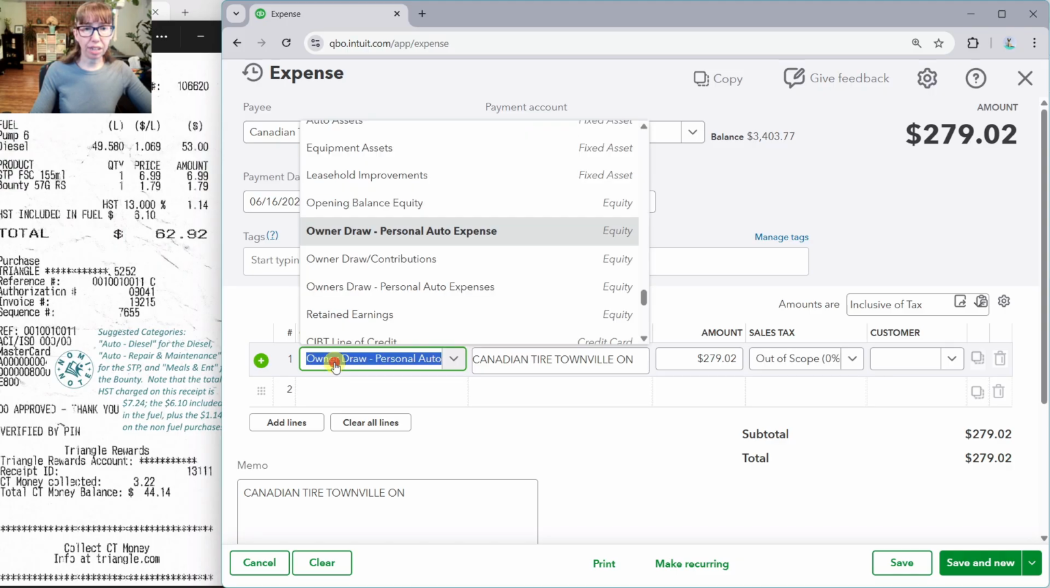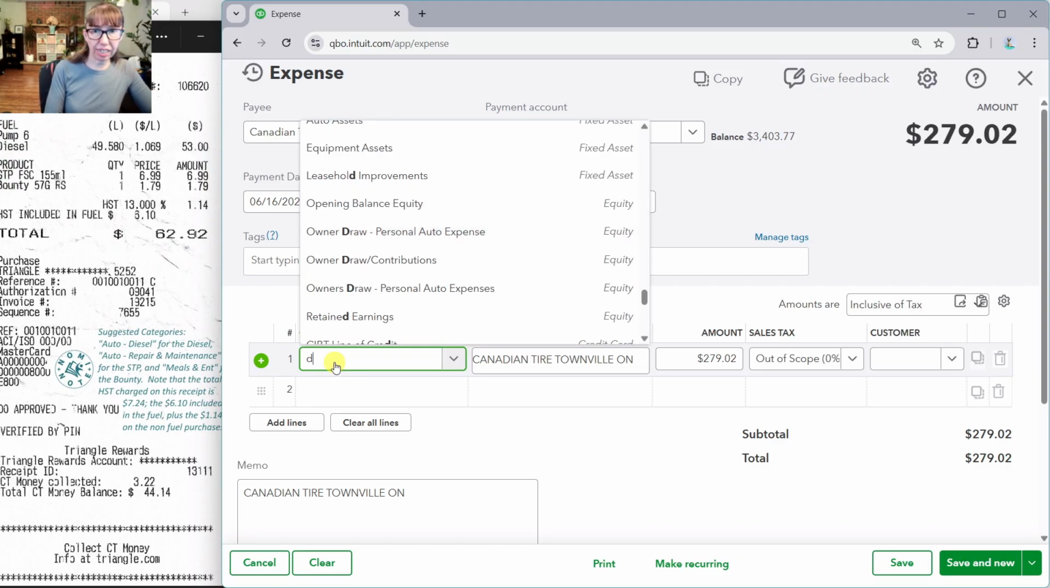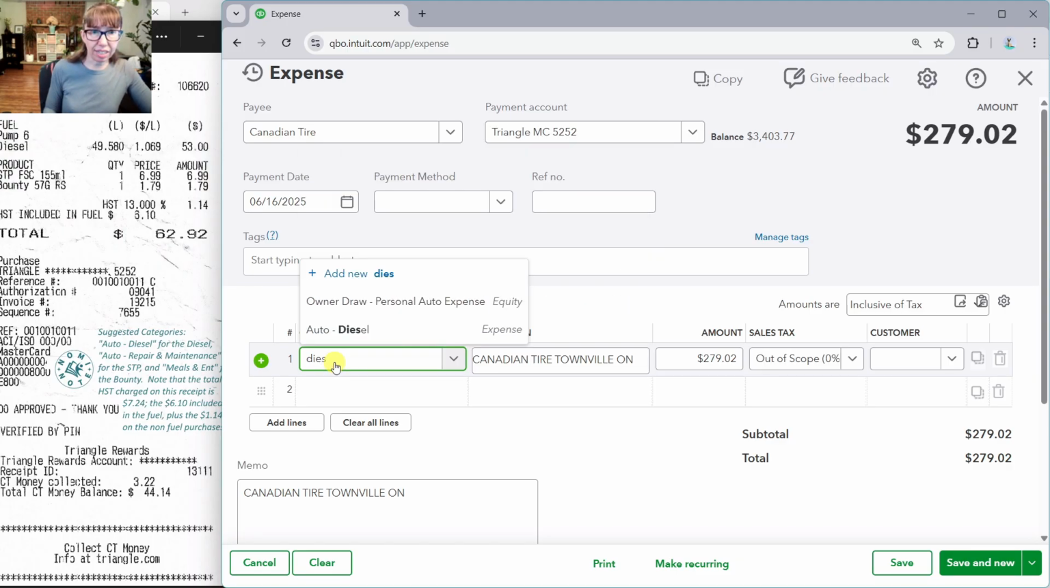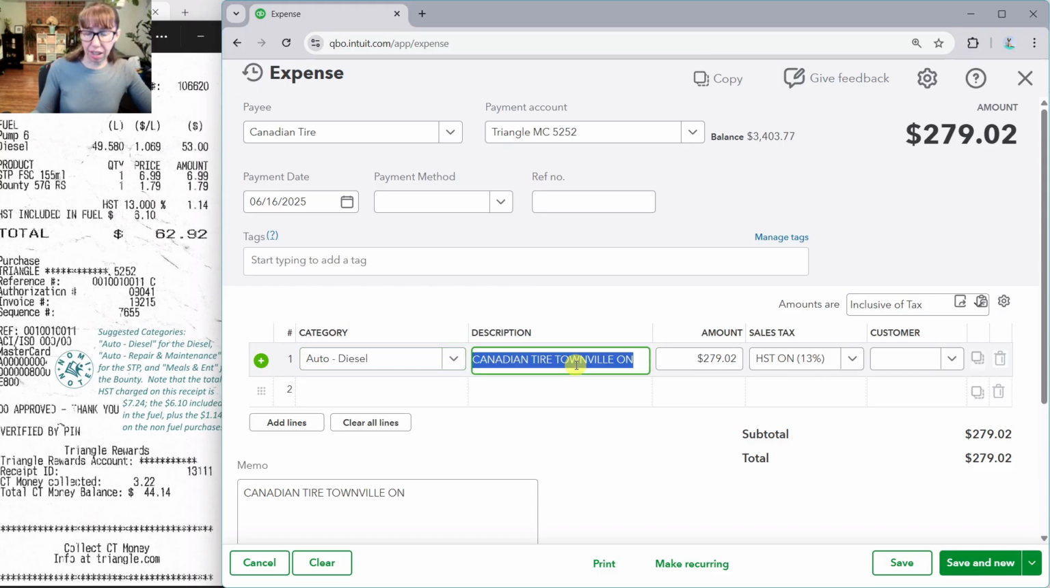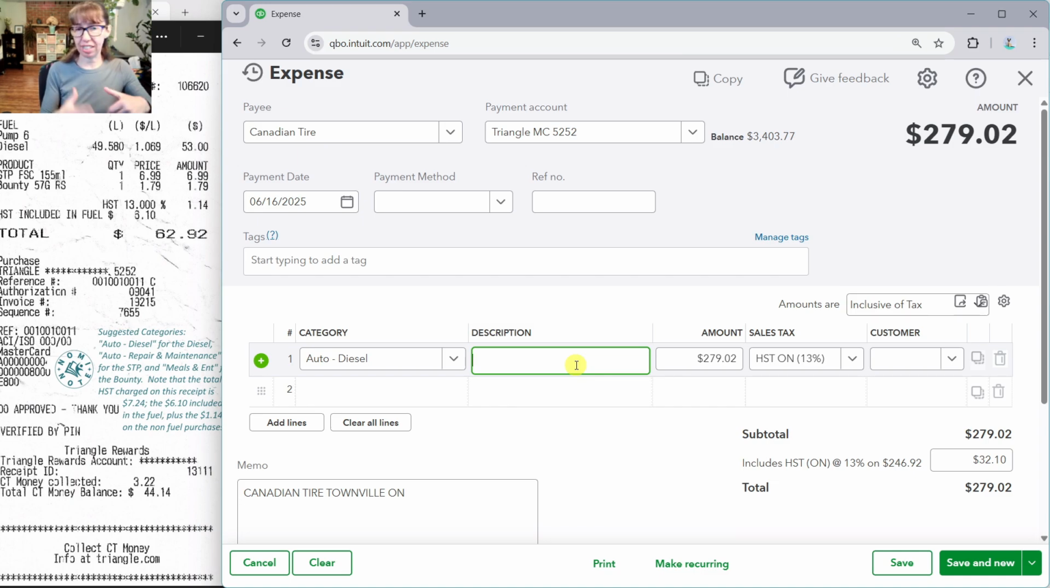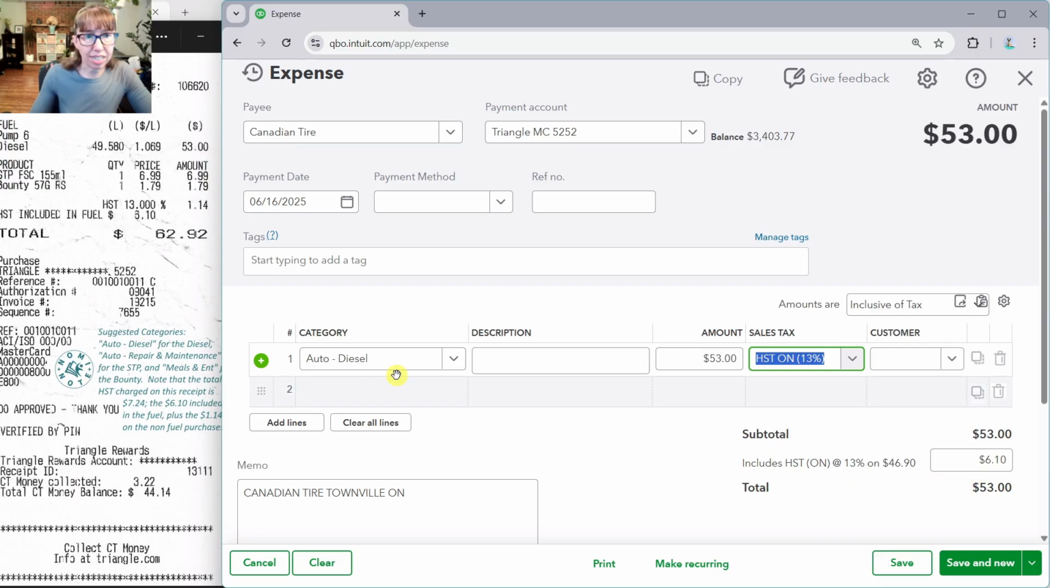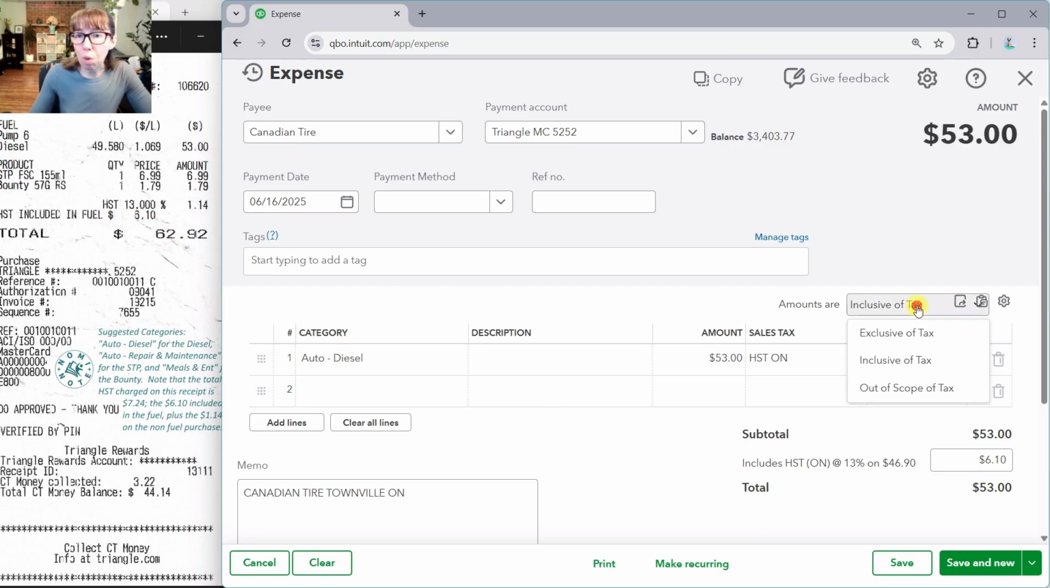And let's put in the diesel expense. So diesel, auto diesel. And as I've mentioned before, I think we would just do auto fuel. The diesel and gas adds complication that isn't needed. I think I'll change that for the next time I do a case study. Now we can do inclusive of tax right now because the 53 includes the HST. So we can see that 6.10 is backed out. Then what we can do is flip to exclusive of tax. So we didn't really have to do any of the math there.